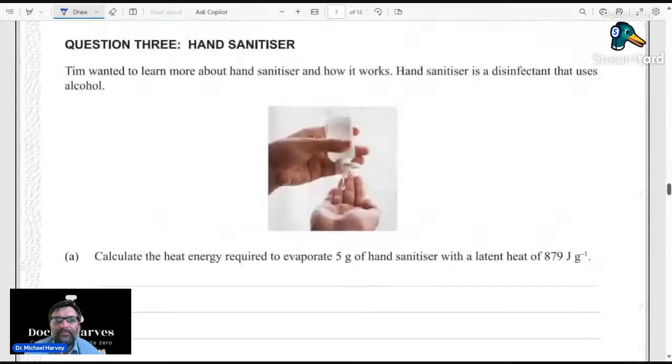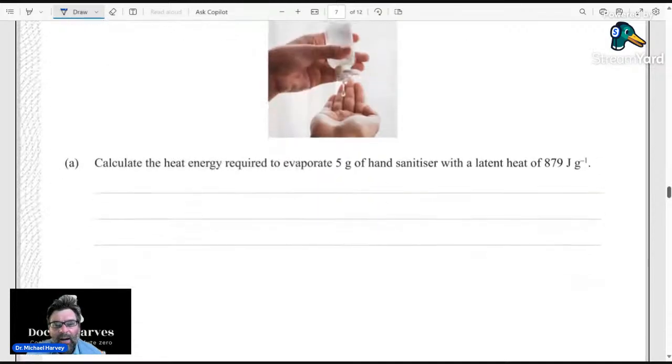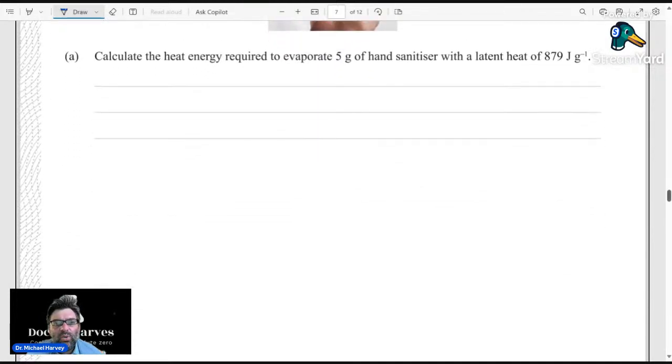So the last question is question number 3 around the hand sanitizer. Tim wants to learn about how hand sanitizer works. If you don't know, hand sanitizer is about 70 to 75% alcohol in an ethylene glycol matrix. So calculate the heat energy required to evaporate 5 grams, given a latent heat.